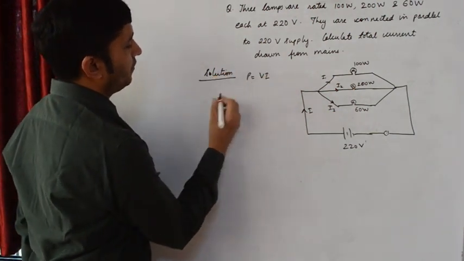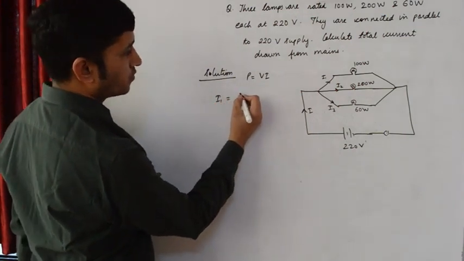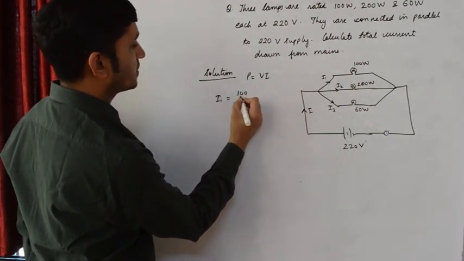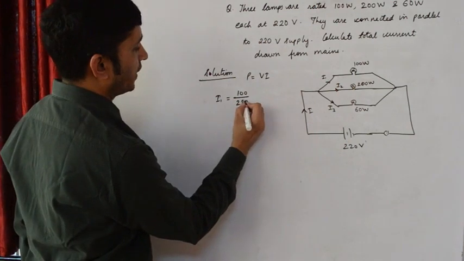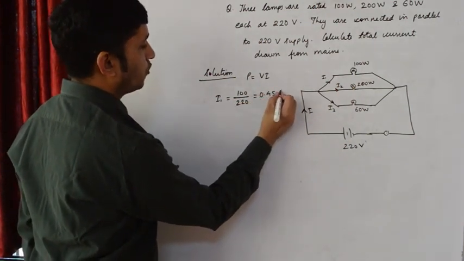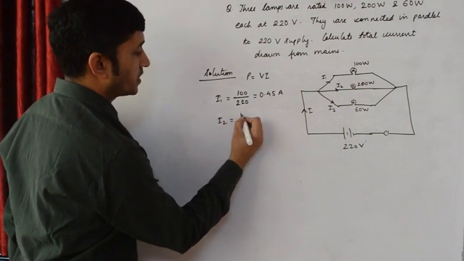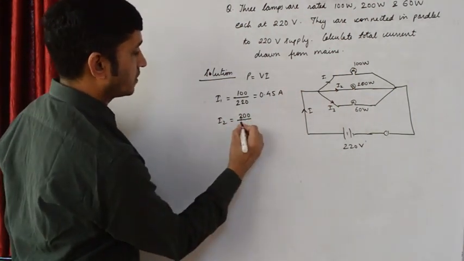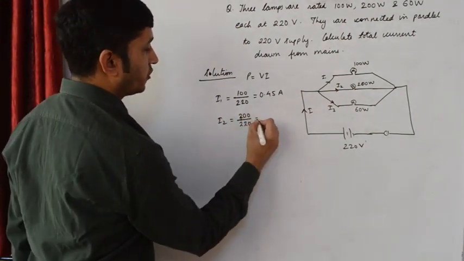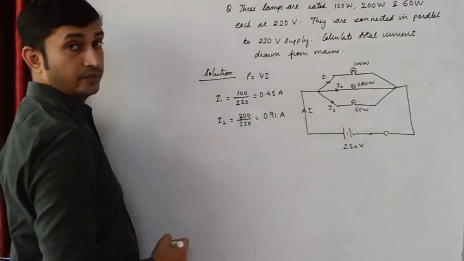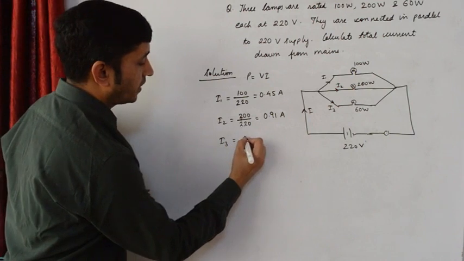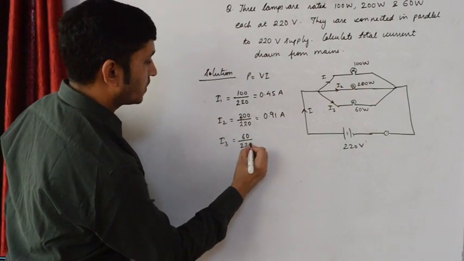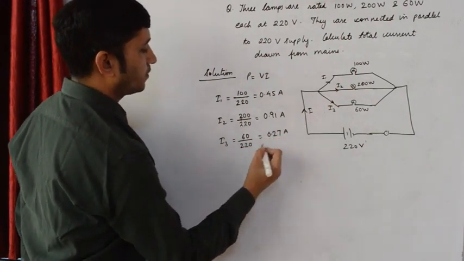So now using the formula power is equal to VI, we can calculate I1 will be equal to power of the first bulb, that's 100 upon voltage 220, that will be about 0.45 ampere. I2 will be equal to, same, power of the second bulb is here 200 and voltage 220, on dividing you will get about 0.91 ampere, and for the third bulb I3 that will be 60 upon 220, that will be about 0.27 ampere.